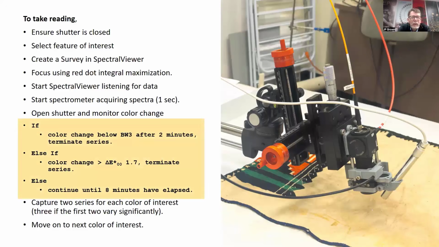Now, here's the bit that's peculiar to us. If the color change is below blue wall 3 after 2 minutes, we just stop because we're basically not getting any useful information. If the color change is greater than delta E 2000 1.7, we terminate the series because you're starting to move into an area where the dot would become detectable if you continue. And otherwise, we continue until 8 minutes have elapsed. We capture 2 series for each color of interest, and we'll do another one if the first 2 are significantly different, and then we'll take the 2 which agree most closely. Then you move on to the next color of interest.